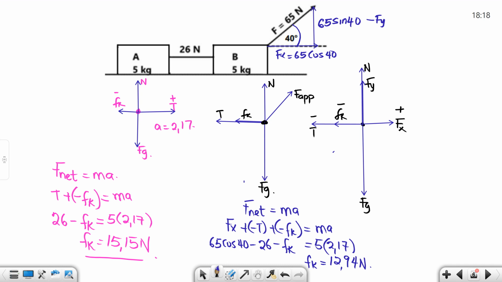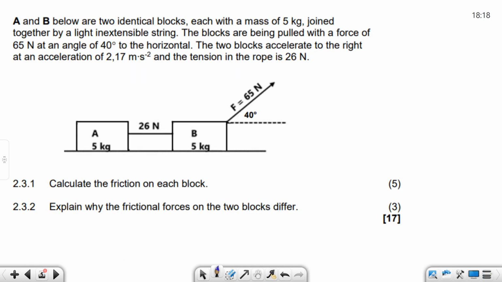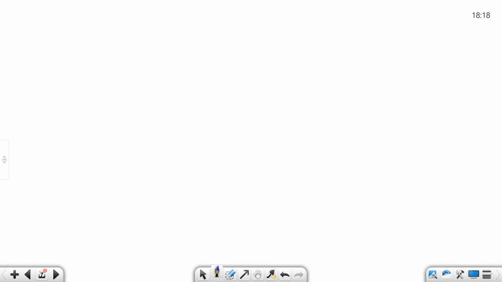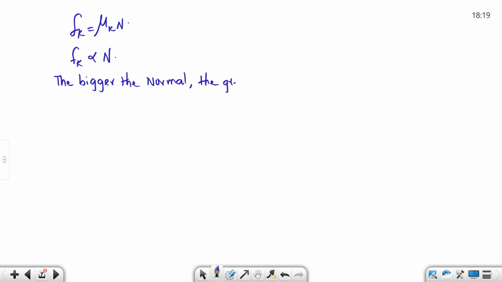Do you notice the frictions are different? But the objects have the same mass. And that's why the examiner is asking you the next question. Explain why the frictional forces on the two blocks differ. I did something similar to the grade 12s yesterday, and I tried to explain what is responsible for friction. All right, one thing we must know is friction equals to what? Mu K N, which means that friction is directly proportional to what? Normal. The bigger the normal, the bigger the what? The greater the friction.